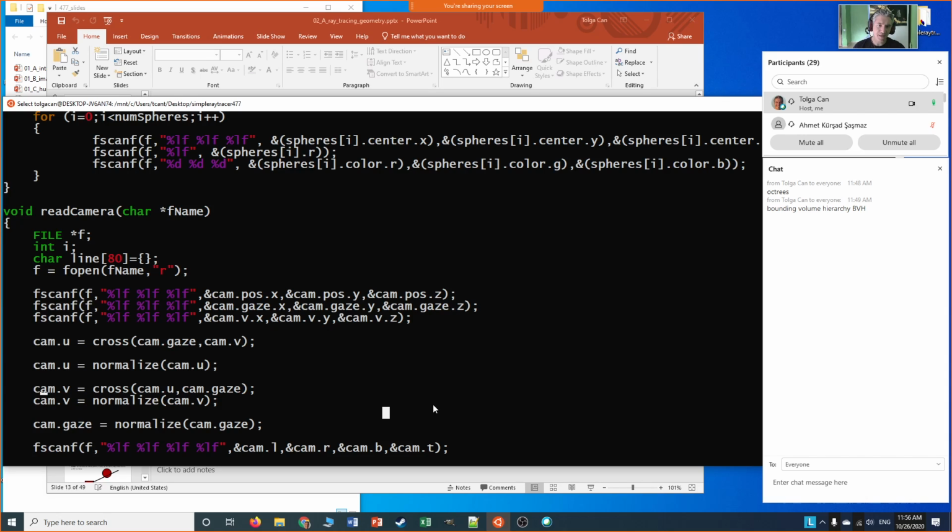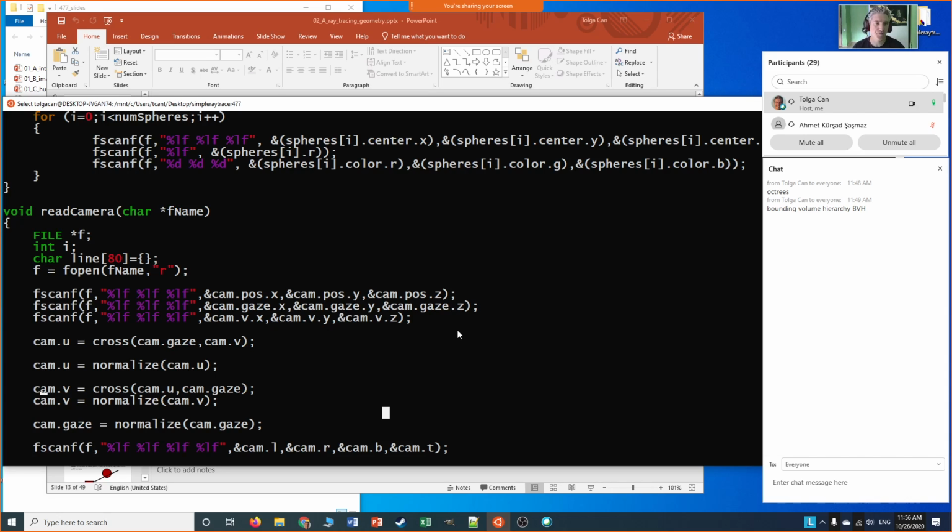By the way, in the assignment, you will not need to do such a thing. In the assignment, we will always give in the input file v as orthogonal to gaze. Okay, and the assignment will be announced, I think, on Friday this week, on 30th of October.